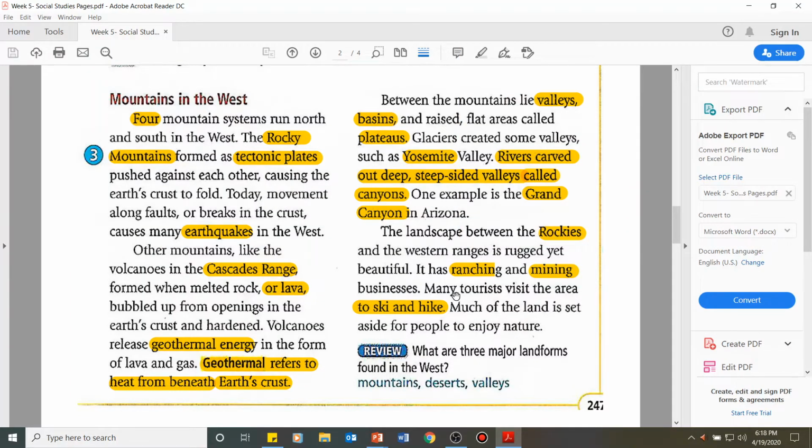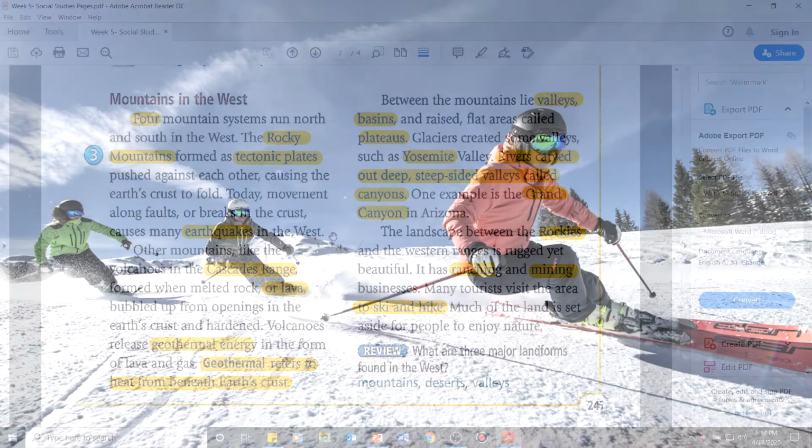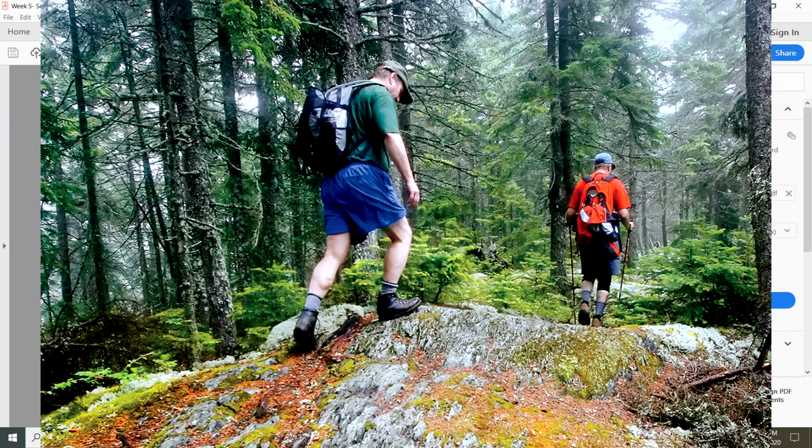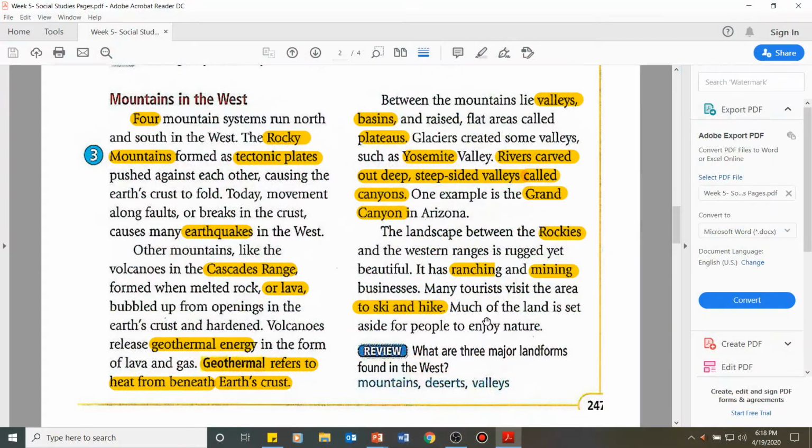Now let's continue. Many tourists visit the area to ski and hike. Alright, so they love skiing and hiking. So when you say skiing, let's see here in this picture, and hiking in this picture. Okay, so much of the land is set aside for people to enjoy nature. So they are protecting the nature so that people will enjoy it.